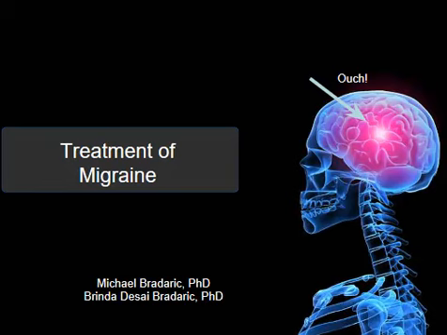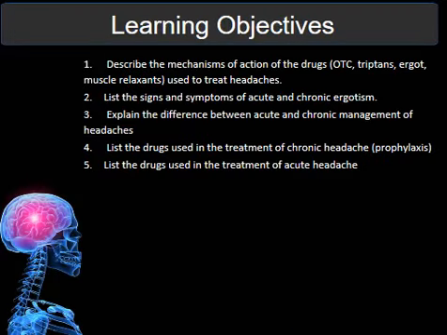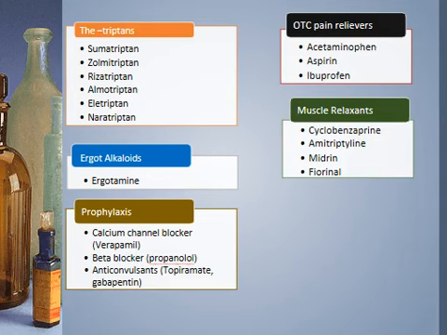So in this lecture series, we're going to examine some of the drugs that can be used for the treatment of migraine. Learning objectives, drug list. Basically we're looking at 3 or 4 main drug groups: the triptans, the ergot alkaloids, over-the-counter pain relievers, and muscle relaxers. And of course, there's a handful of drugs that can be used for the prophylactic treatment of migraine, some of which we've covered already, others of which we will cover in other cases.